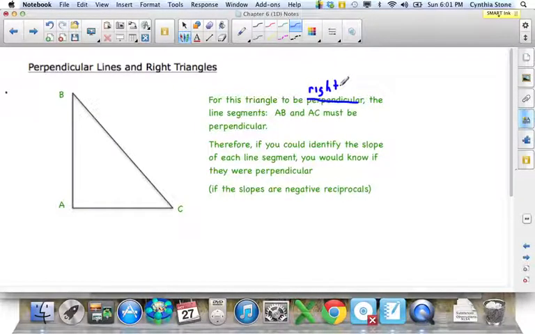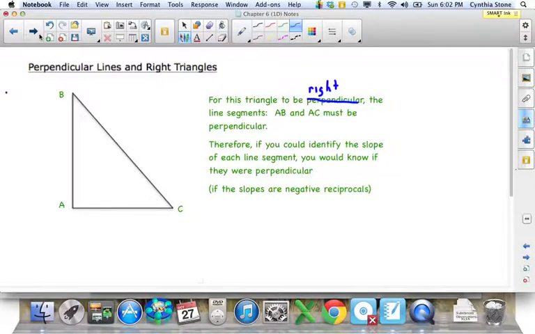The line segments AB, so this is the line segment AB right here, and AC must be perpendicular. So if I knew the coordinates of those points, if they were on a grid somewhere, I could know if that was actually perpendicular. It looks perpendicular, but I'm not going to write this in here because I don't know that for sure that it is.